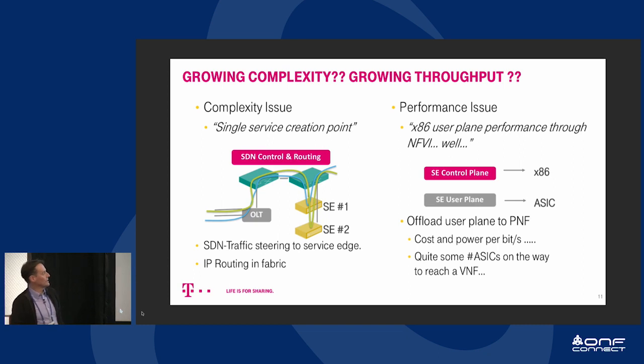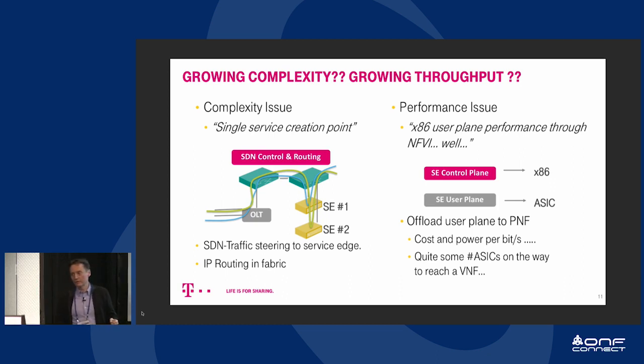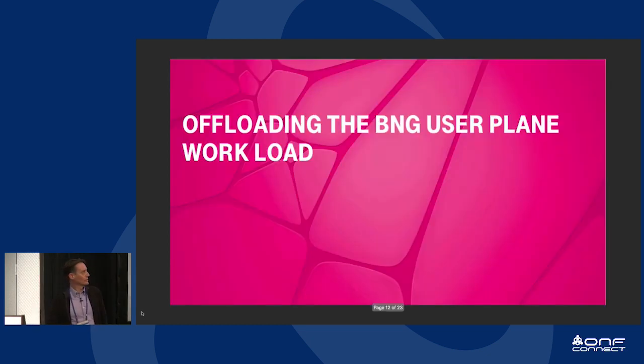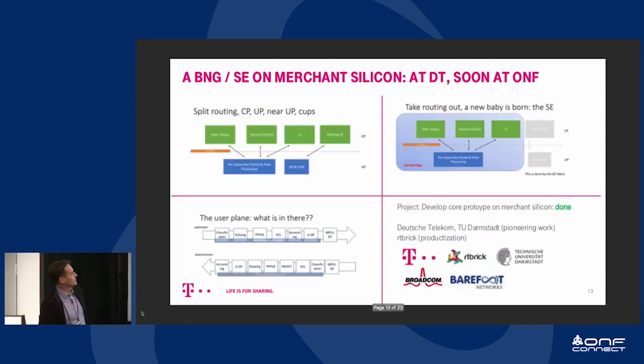So we thought about, OK, let's split the control plane from the user plane. Everybody's doing that. But if we can offload the user plane processing to the ASICs that we are anyway traversing, we can take a huge cost driver out of the model. And we have also optimized routing. So we ended up, I think, maybe 2 years ago, investigating offloading the user plane of a BNG to ASICs. Exactly, this is what's described here.